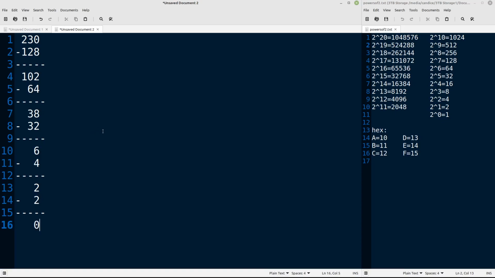It's tedious doing it this way. If you ever make it down here and you've got something that's not 0, that doesn't subtract evenly and give you 0, you know you made a mistake somewhere. Go back and fix it.